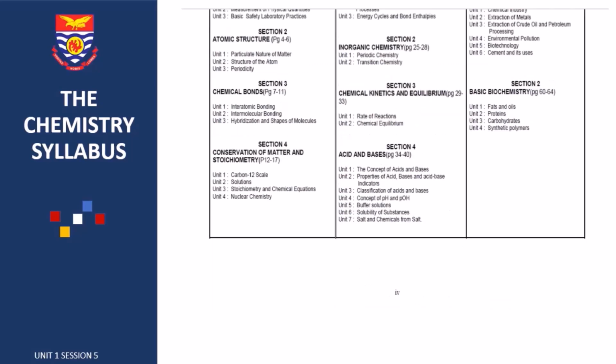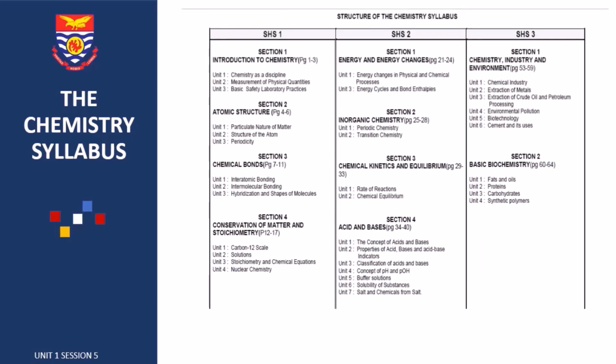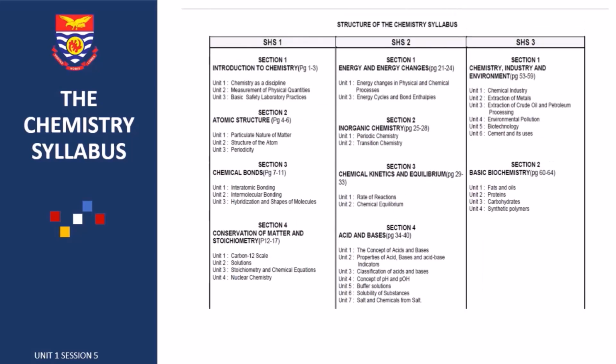Now let's evaluate the SHS 3 content subject structure. For their first section, they look at the chemistry, industry, and environment. Section 2 will take care of the basic biochemistry. Now that is the structure of the chemistry syllabus. I entreat you to get access to one and carefully observe and study it as an upcoming chemistry teacher.